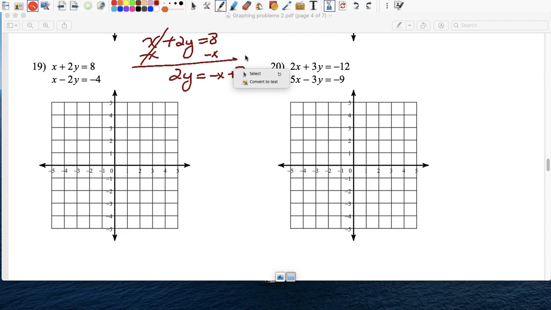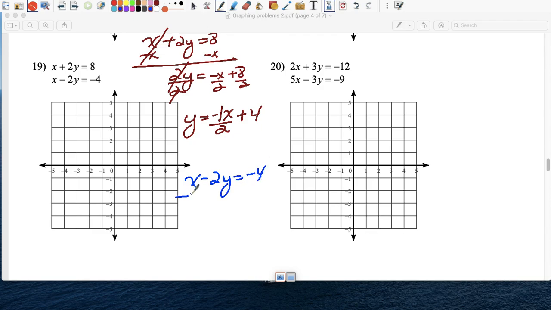Divide everybody by 2. That becomes just y. And again, I'm going to add the 1. Remember, there's an invisible coefficient of 1. So -1 over 1, x over 2. And 8 divided by 2 is just 4. That's equation 1. Equation 2, we're going to change x minus 2y equals -4.